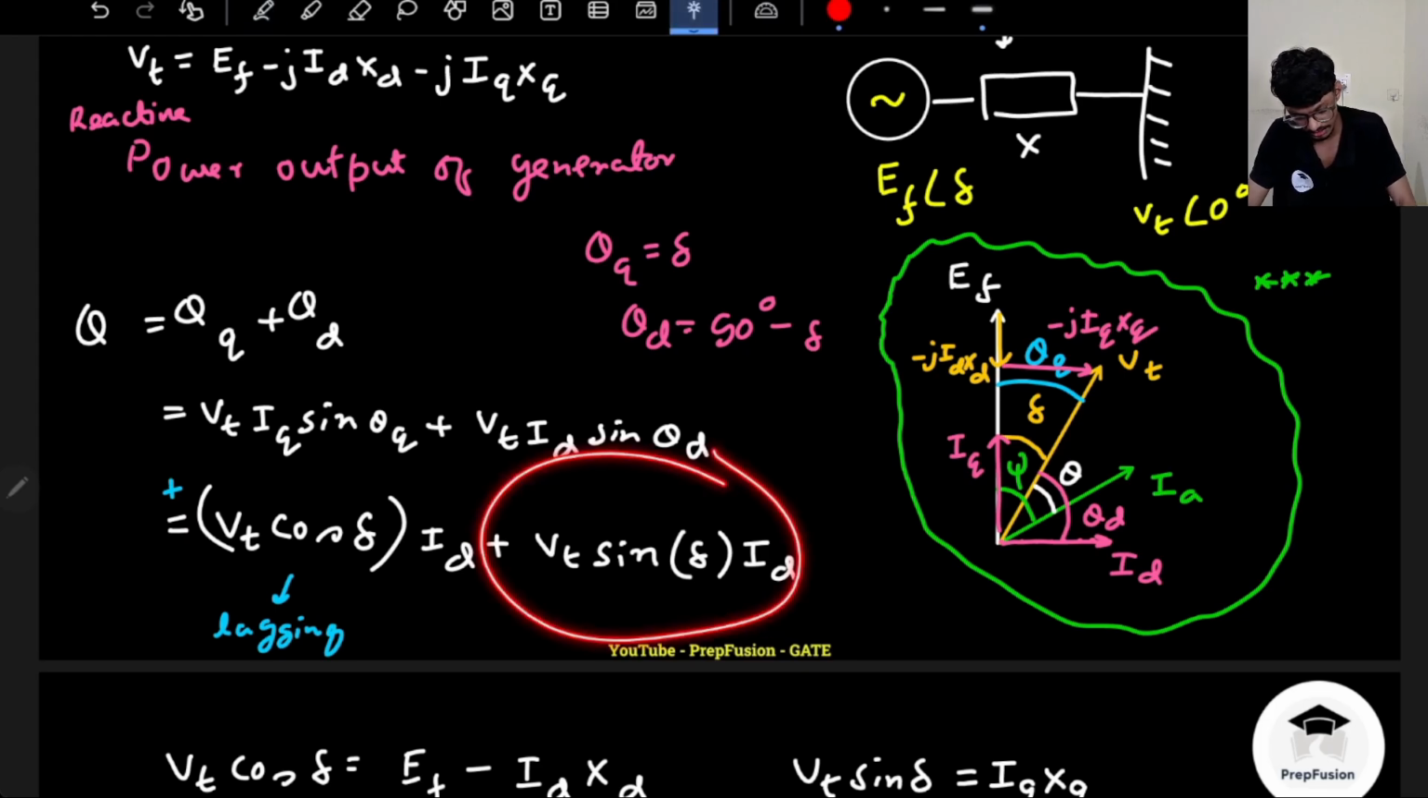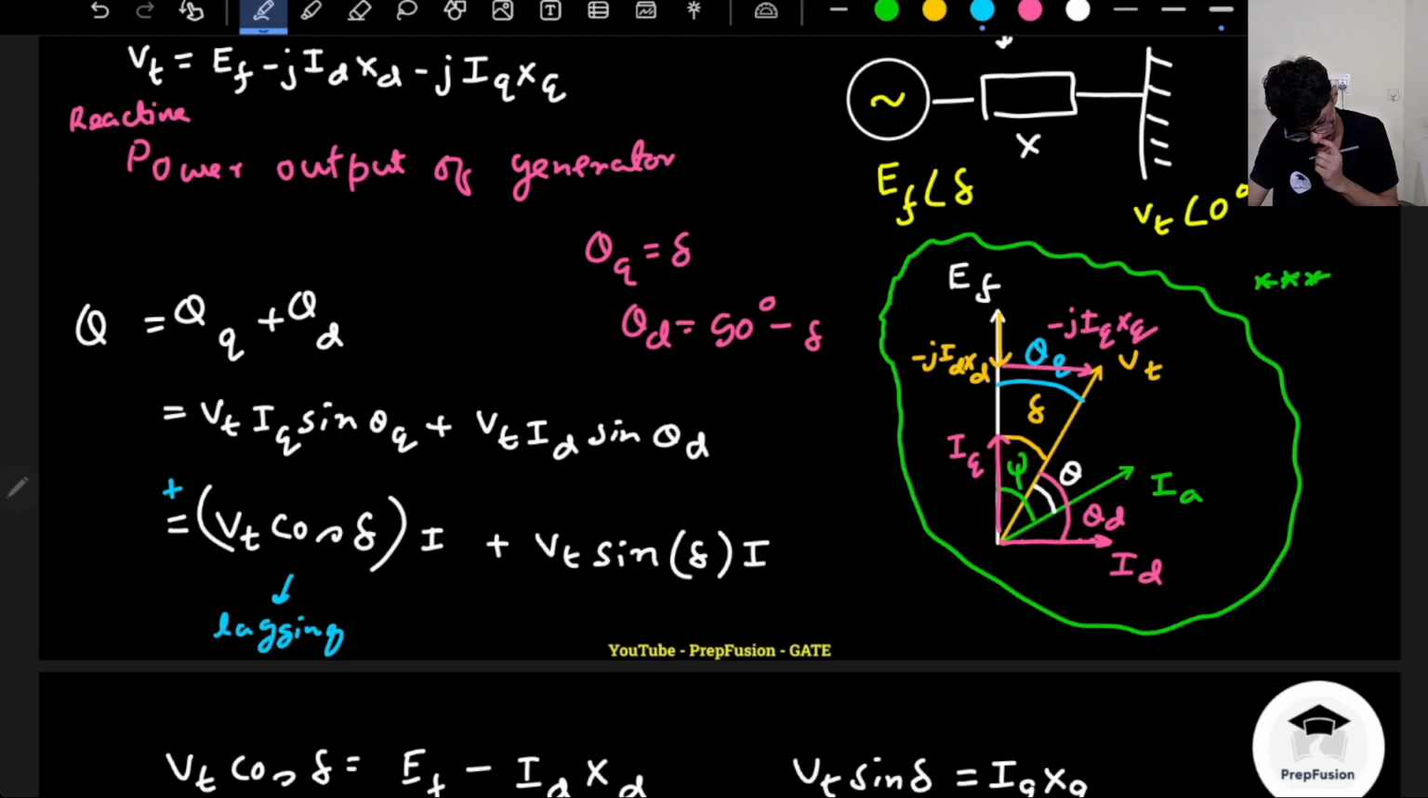But this one, if you see, I guess this will be IQ. So VT cos delta is here, so this will be ID only. This will be ID only.